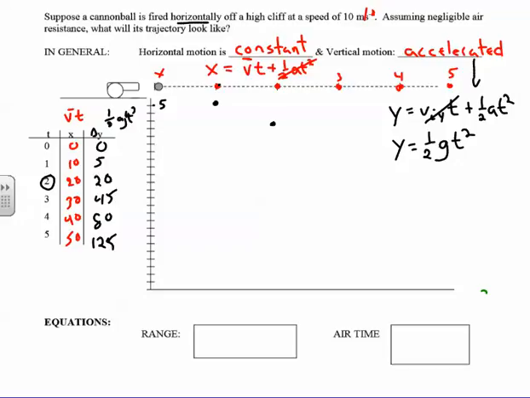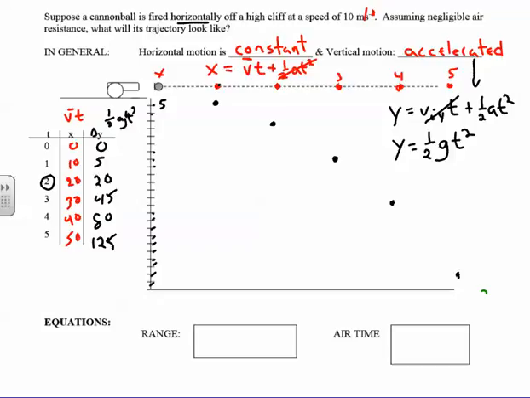So here's 5, 10, 15, 20, 25, 30, 35, 40, 45. Comes over to right there. 50, 55, 60, 65, 70, 75, 80. Comes over to right there roughly. 85, 90, 95, 100, 105, 110, 115, 120, 125 should be right just before we hit the ground.